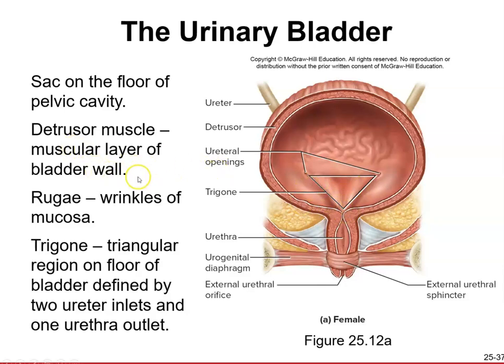You have the detrusor muscle on the layer of the bladder that expands. Rugae, remember you have rugae in the stomach. You have these wrinkles of mucosa to increase the surface area. Here's the trigone right here, a triangular region on the floor of the bladder defined by 2 ureter inlets and 1 urethra outlet.